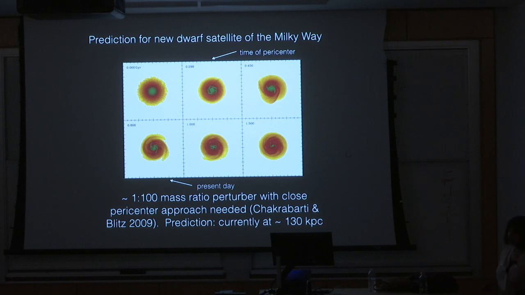And what we found from this grid of computer simulations is a pretty surprising result, that we needed a pretty massive dwarf galaxy, a 1 to 100 mass ratio perturber with a close pericenter approach that is 10 kiloparsec or less to explain the strength of the perturbations in the outer gas disk of the Milky Way. And we didn't want to make it easy for ourselves, so we made a very specific prediction. We predicted that this dwarf galaxy would be currently, at present day, at about 130 kpc, and this is on a near coplanar orbit.